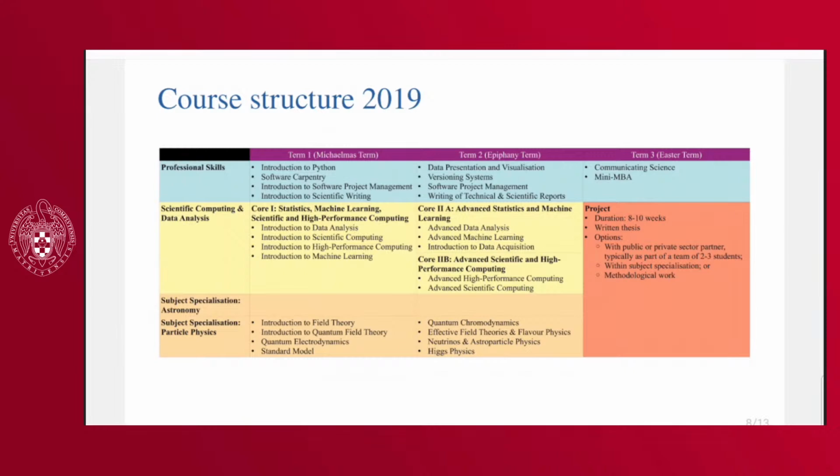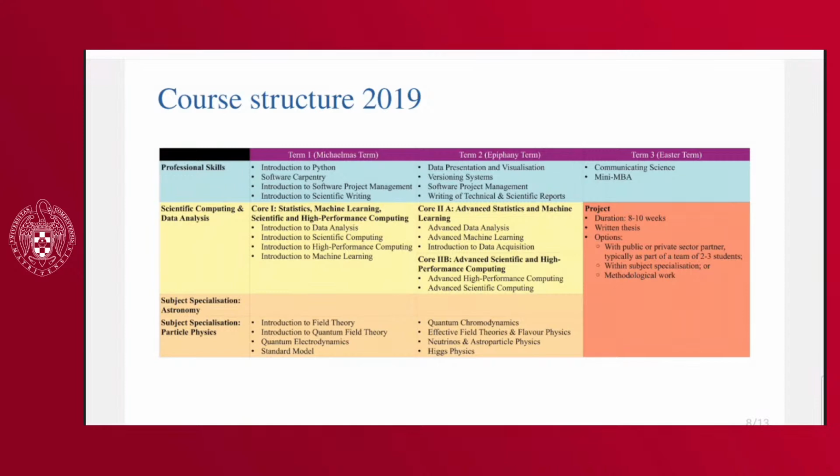We had what I would call professional skills, which in total was worth something along the lines of 15 credits. It's very short, and we do it pretty much as some introductory lectures. Introduction to Python, a little bit about software carpentry, about project management, about scientific writing, which for a lot of our students is quite important. We do a little bit about data presentation, visualization, how to use versioning systems. So basically, it's really about how to be a software professional.